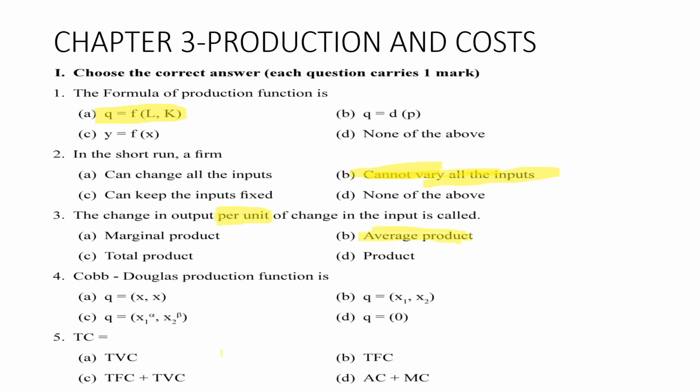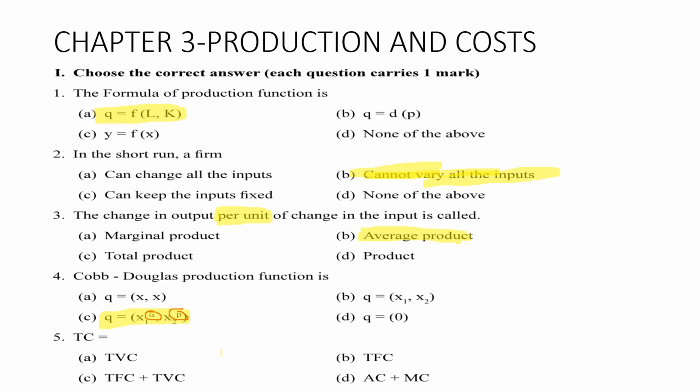Okay. Then Cobb-Douglas production function is dash. So Cobb-Douglas production function, please remember wherever you find alpha and beta. See, if alpha and beta are given in the option, that is only your answer. So here our answer will be Q is equal to x1 to the power alpha and x2 to the power beta. Remember alpha and beta whenever there is Cobb-Douglas function.